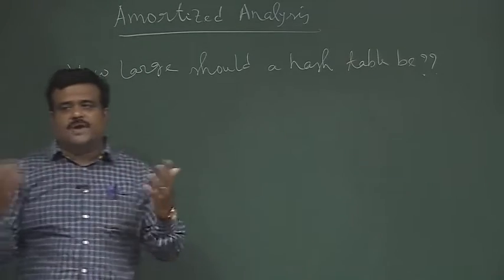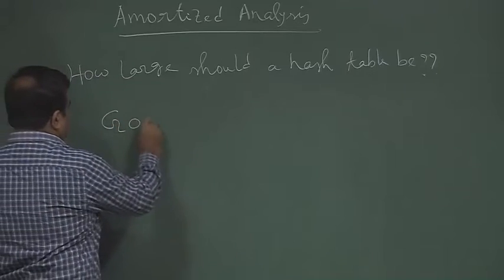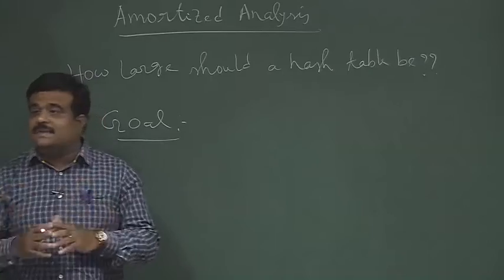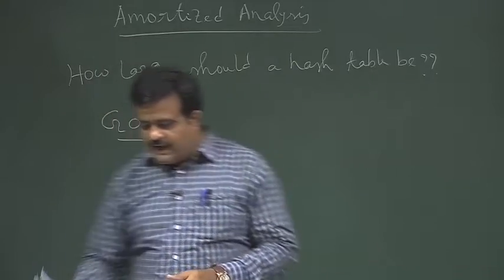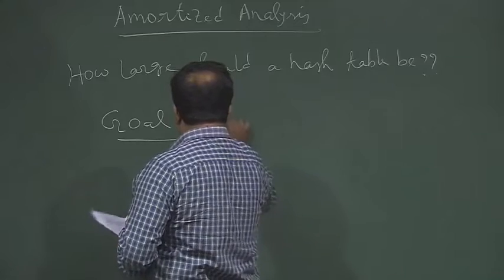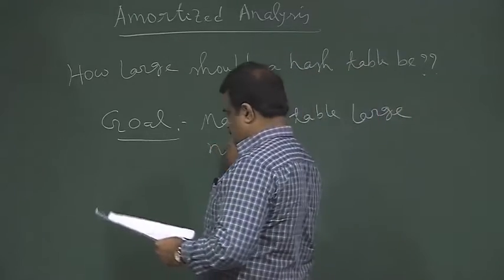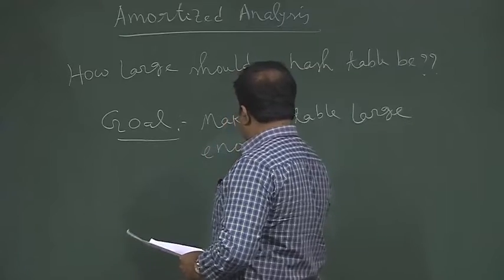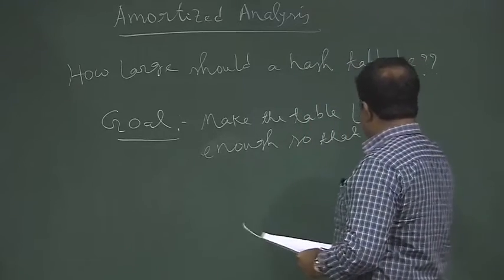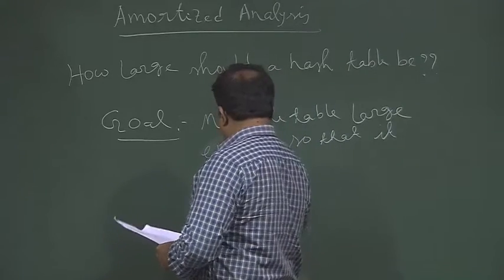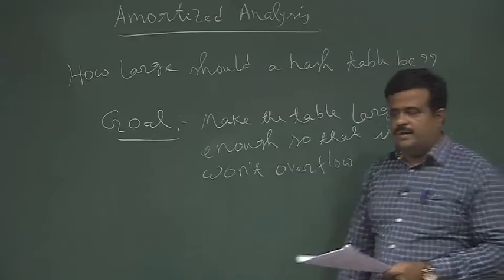So, how large should we make our table? What is the idea? What is the goal? We want to make the hash table as big as we can, so that there will be no overflow. So, the idea is to make the hash table large enough so that it won't overflow. Otherwise, it will be inefficient.